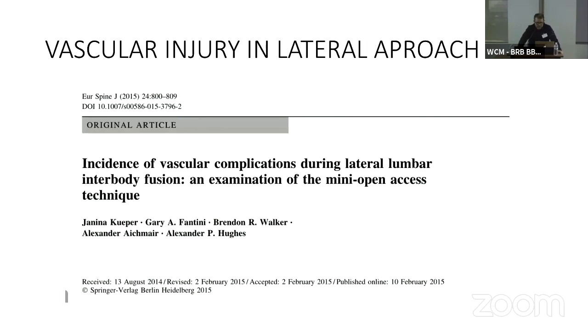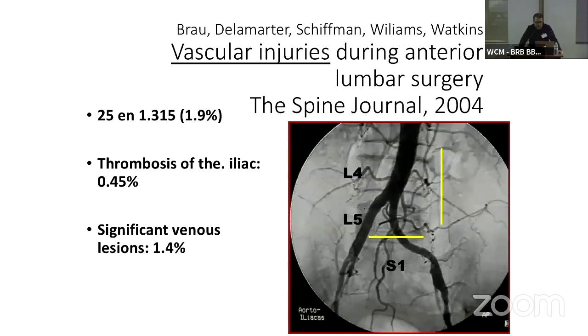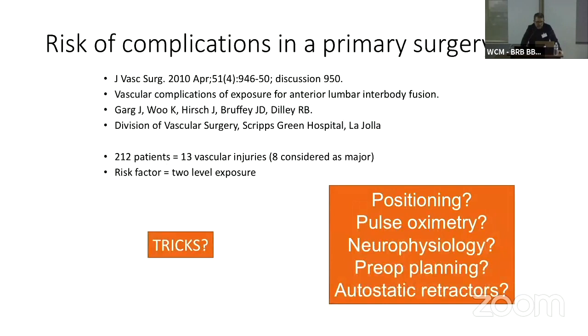15 years ago, Salvador Breu, an access surgeon, reported 1,300 cases with only 1.5% of venous lesions and 0.5% accidents in the iliac artery, thrombosis. In another publication, in 200 cases, the complication rate is less than 5%. And the tricks are preoperative planning and timing with the autostatic retractor.